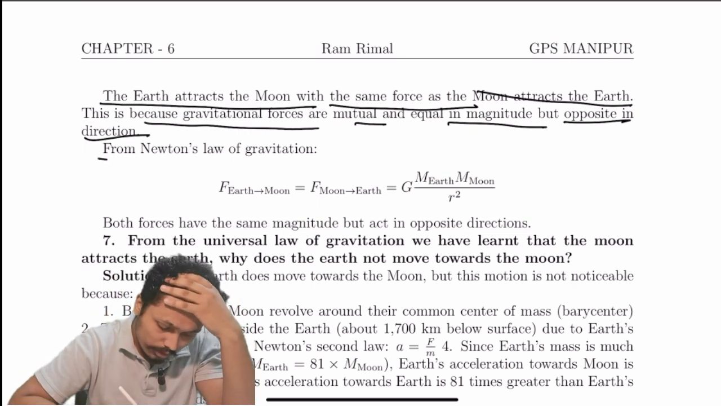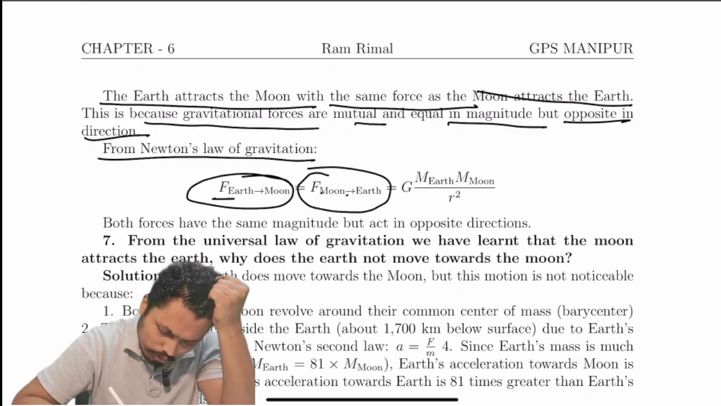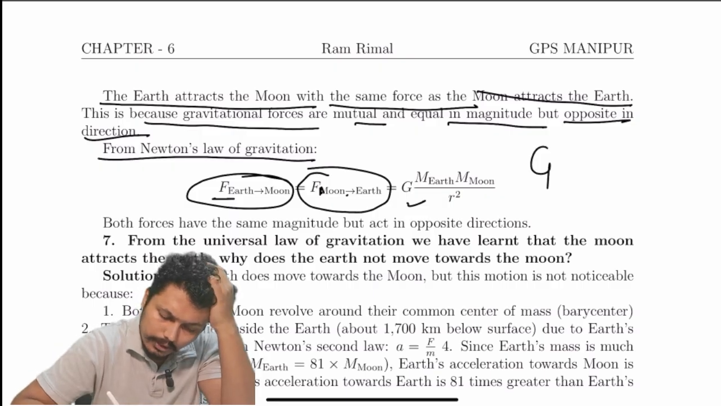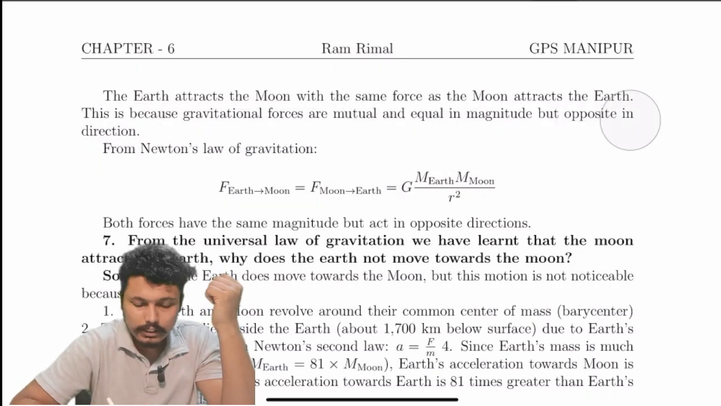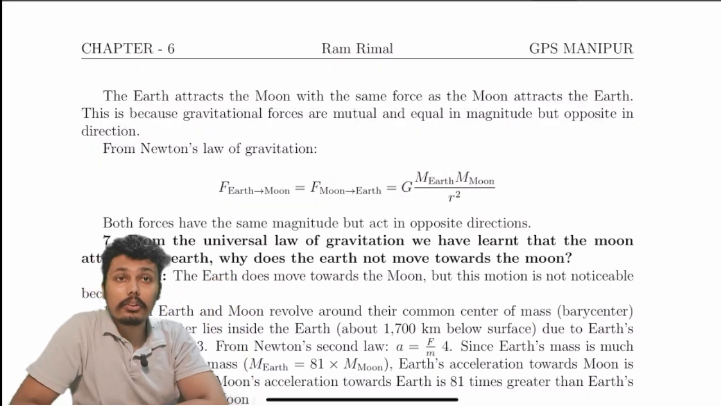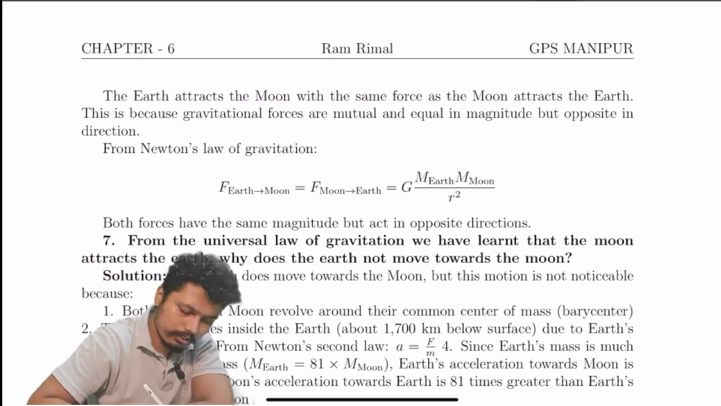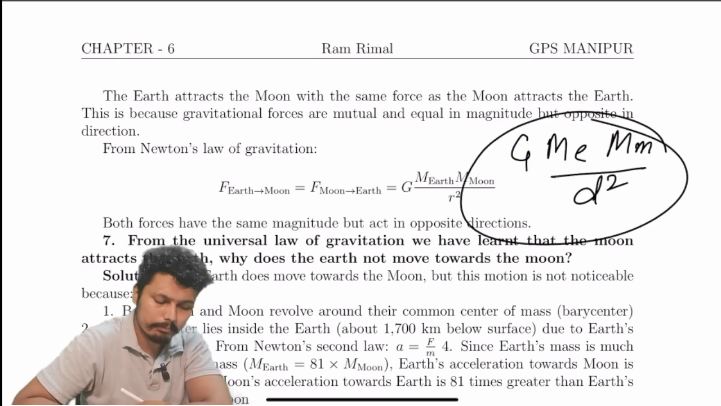Okay. Now from Newton's law of gravitation, the force on Earth due to the moon, or the force on the moon due to Earth, will be equal. It is given by G m of Earth m of moon divided by the distance squared. Either you say the moon attracts the Earth or the Earth attracts the moon, the force will be the same, given by G m of Earth m of moon divided by the distance between them squared.